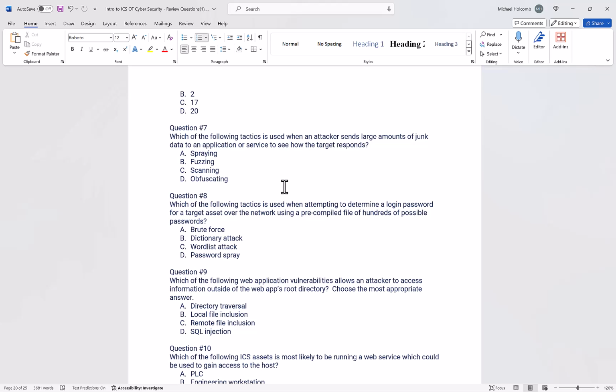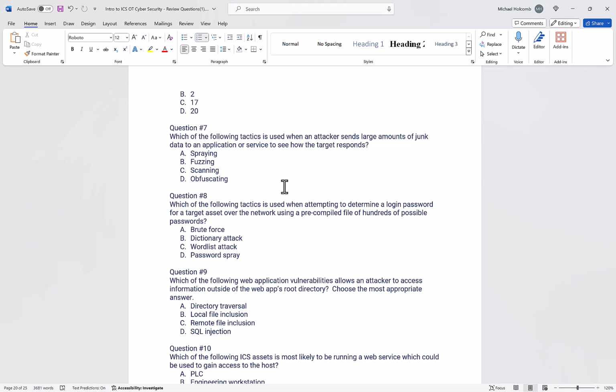Right? The idea is we have a text file, or a word list, filled with, in this case, hundreds of different passwords. Say we take the most common 500 passwords known to humankind and put them in this word list, which is just a text file. Then we can say, hey, try to log into this PLC using these 500 passwords and see if we get lucky with one. That's a word list attack. So C.